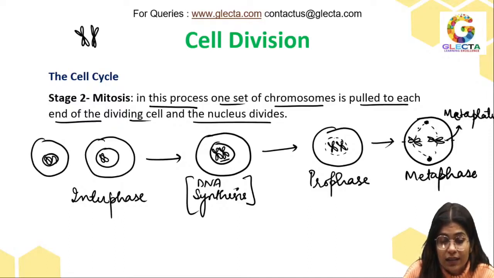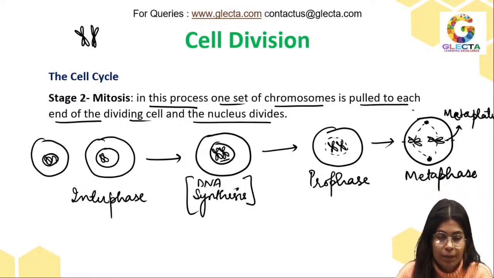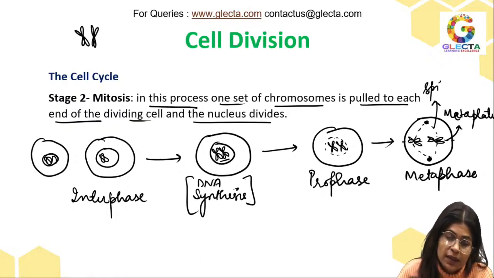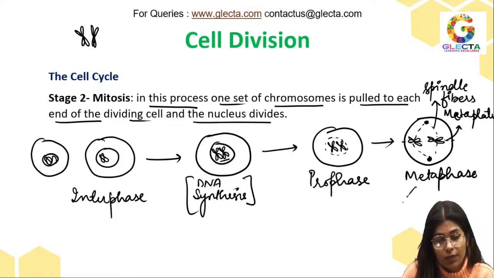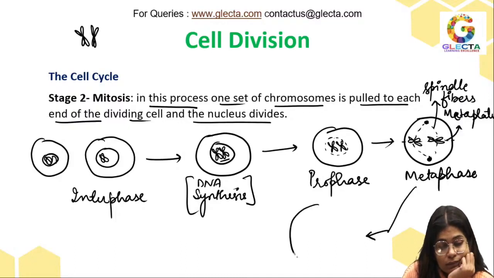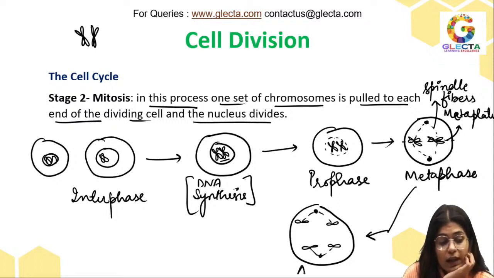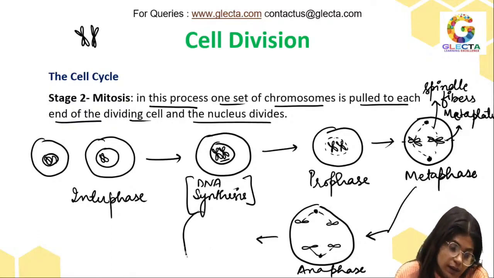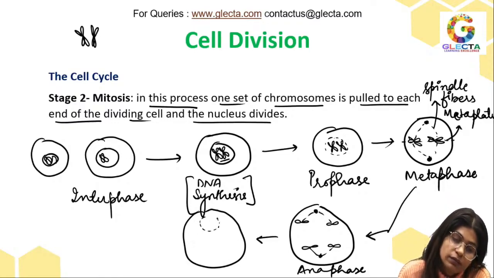Now, this thread-like structure by which these are hanging are known as spindle fibers. Now coming to the next part. The spindle fibers would pull apart the chromosomes. So one leg comes here, the other comes down. Anaphase. Now, there would be nuclear reappearance. This is telophase.